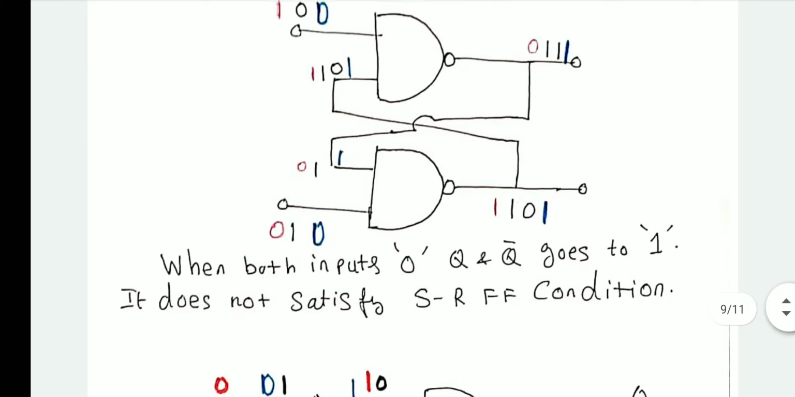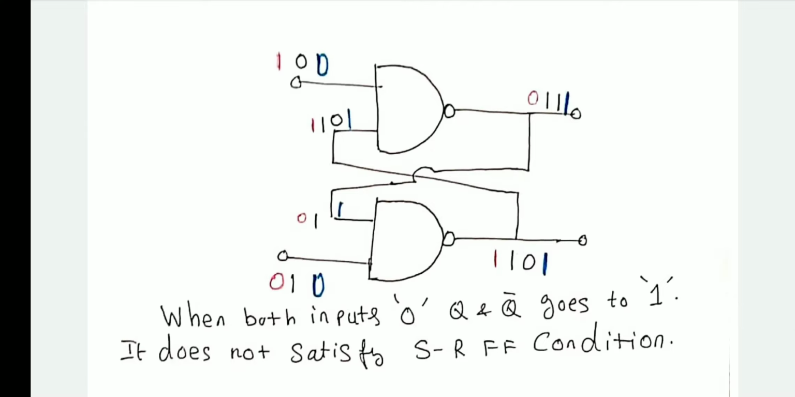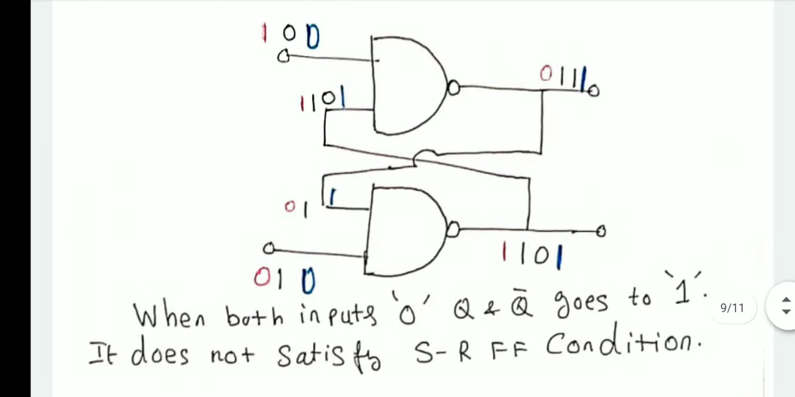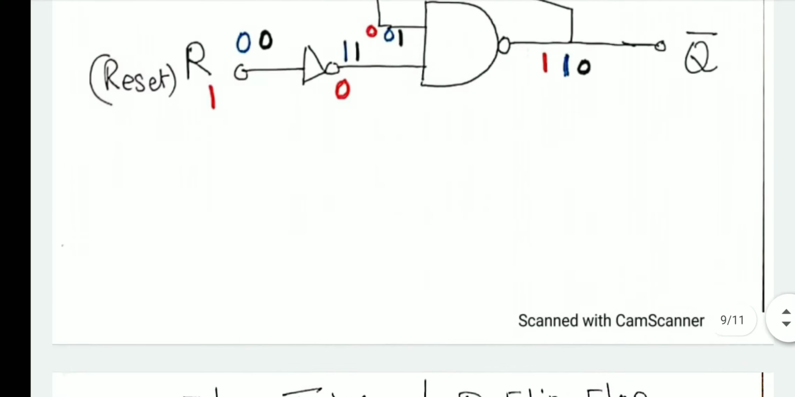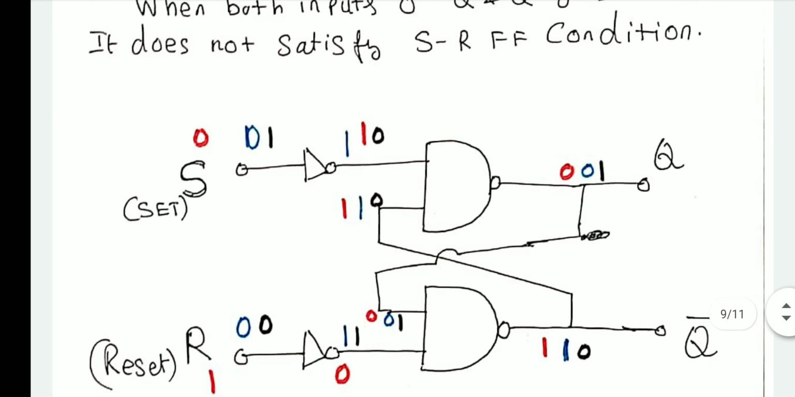When you connect NAND gates back to back, the output of the upper NAND gate connected to the input of the lower NAND gate, and the output of the lower NAND gate connected to the input of the upper NAND gate, this also behaves like a latch, similar to the NOR gate, but with a little difference. So with a little difference, you can get the SR latch.